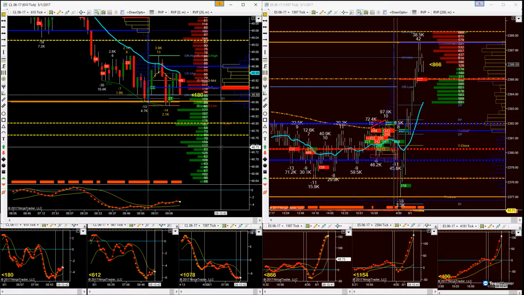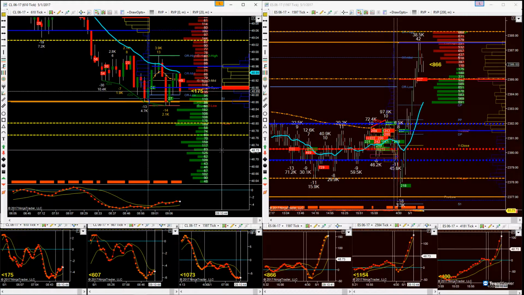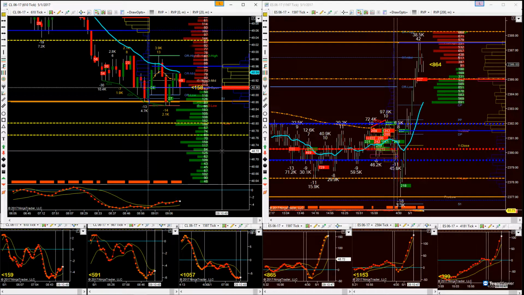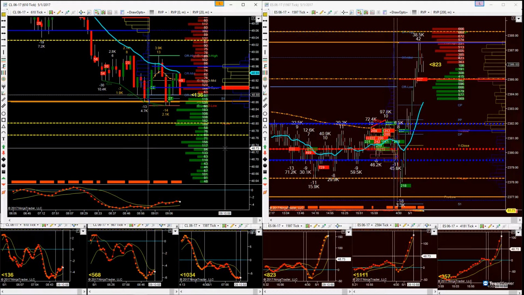Okay, here's our pullback. Let's see. Buyer stepped in there. Now, see, again, we have such a strong bullish candle. I really want to let this candle close. Or if we see buyers step in strongly down here, we will step in as well. No, there come sellers. Let's see. Let's see what the buyers do down here.